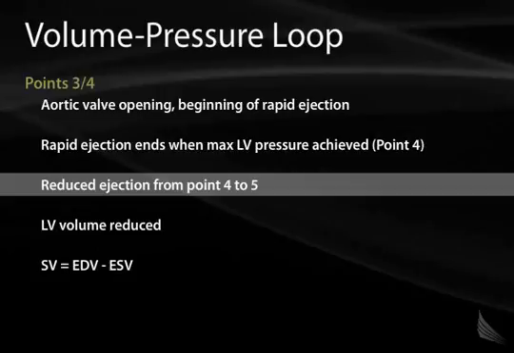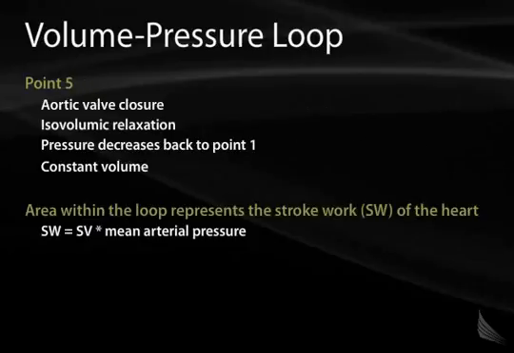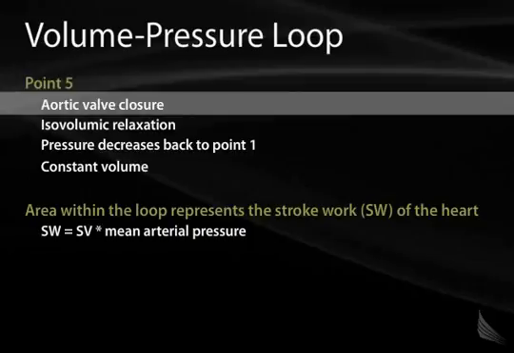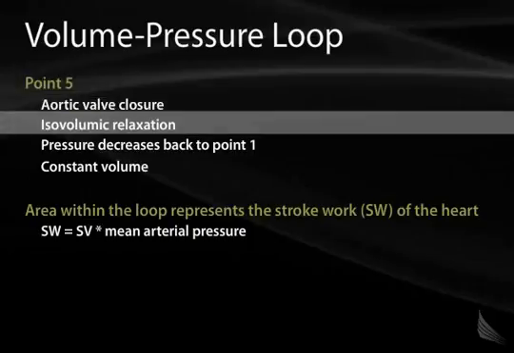At this point, you're able to calculate your stroke volume by taking the end diastolic volume, which is 125, and subtracting out 42. This gives you a stroke volume of 83. At point 5, you have aortic valve closure. From point 5 to point 1, you have isovolumic relaxation.